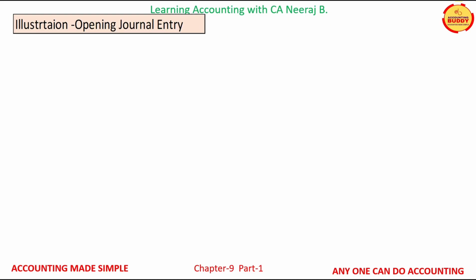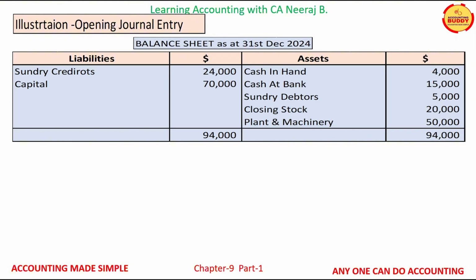A specimen of a balance sheet of a business as on 31st December 2024 is displayed on your screens. The left hand side of the balance sheet is the liability side. On the liability side, we have sundry creditors of $24,000 and capital of $70,000, making a total of $94,000. The right hand side of the balance sheet is the asset side. On the asset side, we have closing balances of cash in hand $4,000, cash at bank $15,000, sundry debtors $5,000, closing stock of $20,000, and plant and machinery of $50,000, making a total of $94,000 on the asset side.